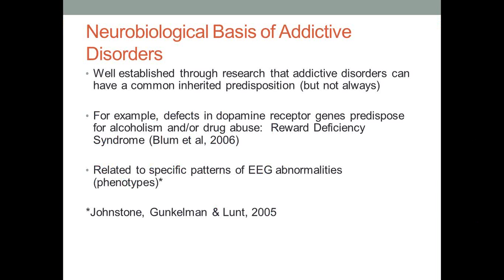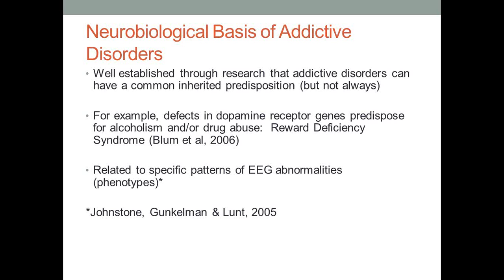All right, we're going to start with the neurobiological basis of addictive disorders. It's well established through research that addictive disorders can have a common and inherited predisposition, but not always. Examples are defects in dopamine receptor genes that predispose to alcoholism and/or drug abuse. Dr. Bloom brought this to our attention through the reward deficiency syndrome work he did and published in 2006.